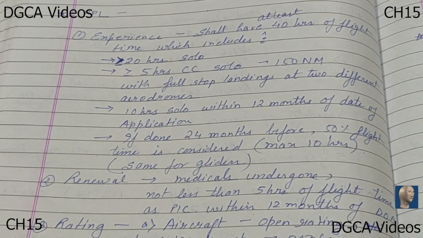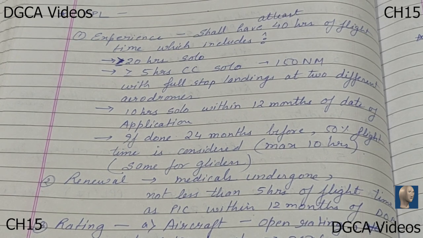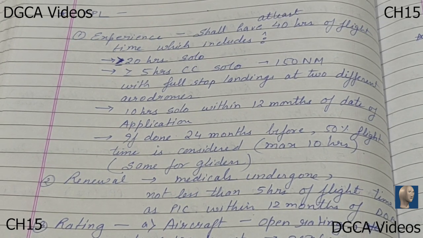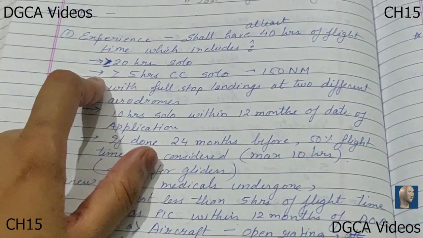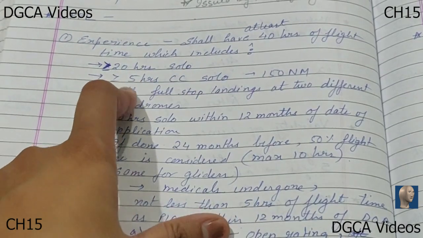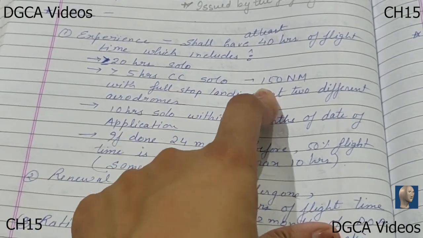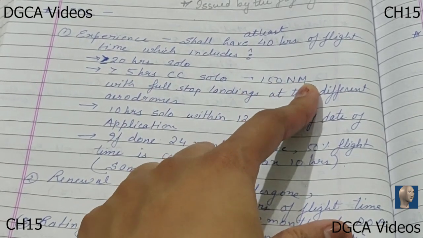So the experience: he shall produce evidence of having satisfactorily completed as a pilot of an aeroplane not less than 40 hours of flight time, which includes not less than 20 hours of solo flying, not less than 5 hours of cross-country solo flying, with a range of 150 nautical miles for the cross-country flights.